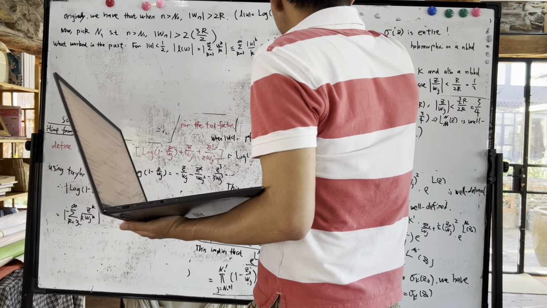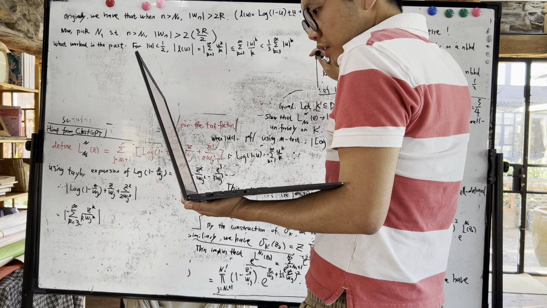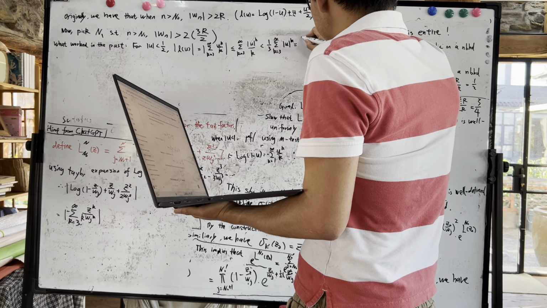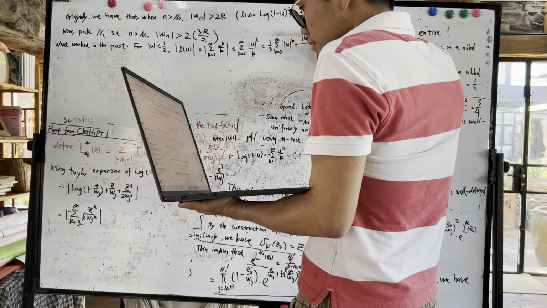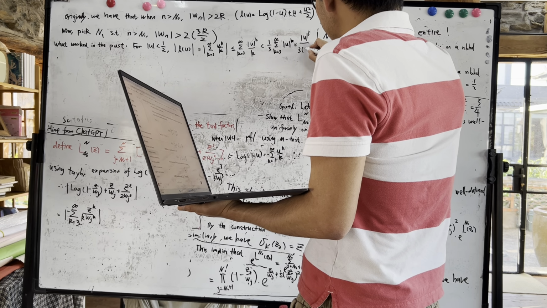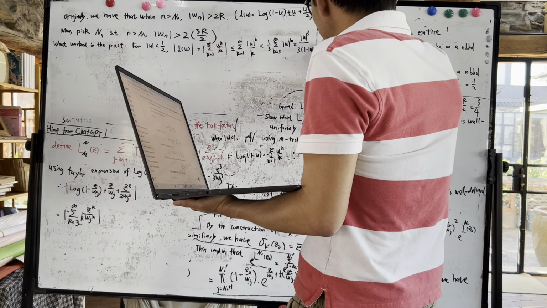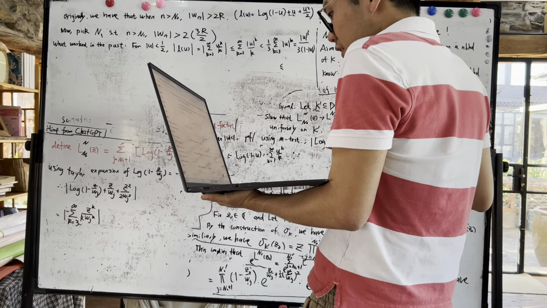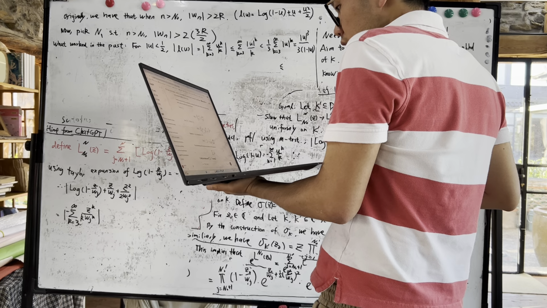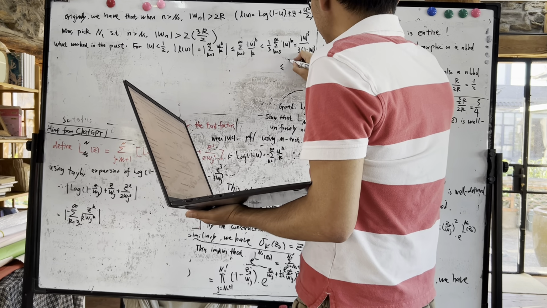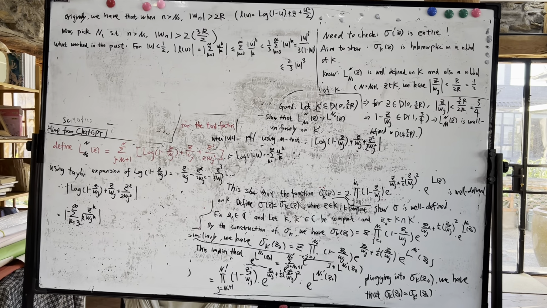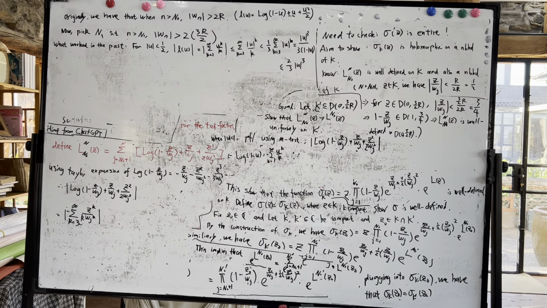So then we use the equation for the geometric sums. So this is equal to modulus u cubed over 3 times 1 minus modulus u, which is less than or equal to 2/3 modulus u cubed. So yeah, we have this inequality from the past.